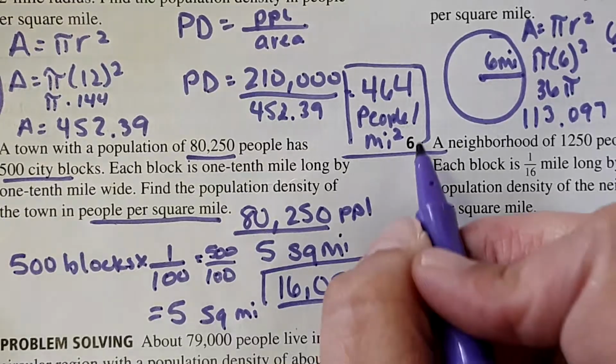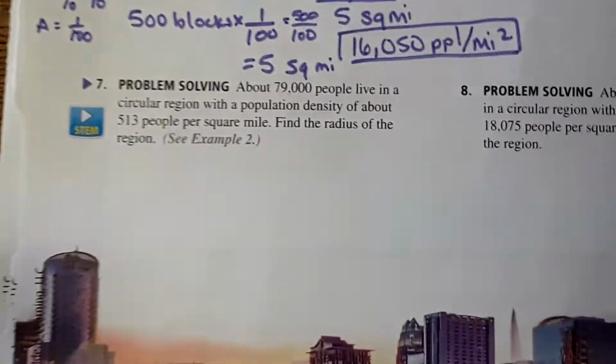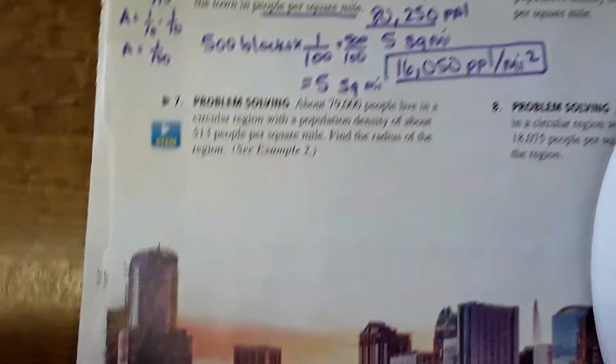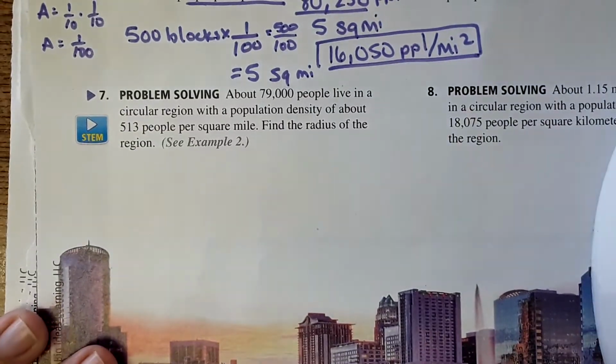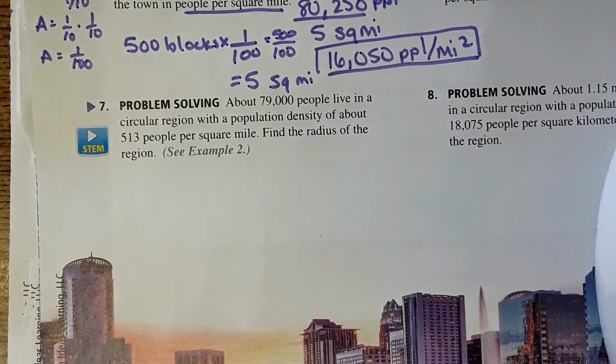Okay, we're not going to do number 6, we're going to go over to number 7. For number 7 and 8, we're not solving for population density. Now we're going to use the equation backwards to solve for other things.